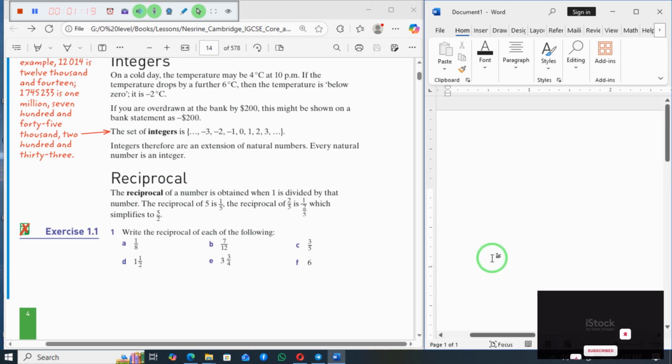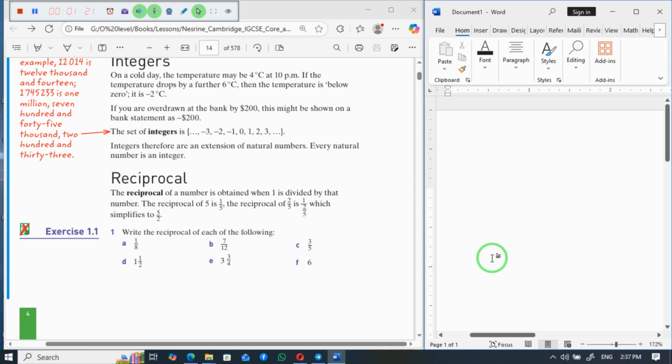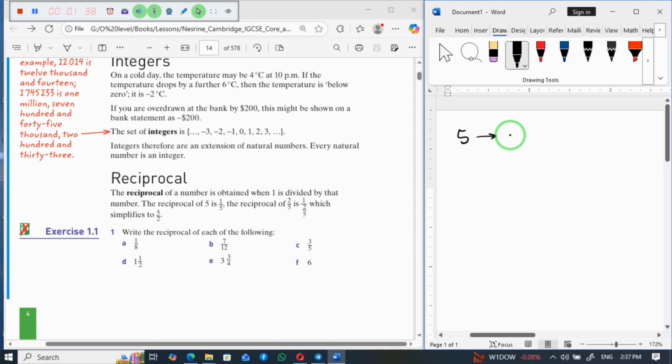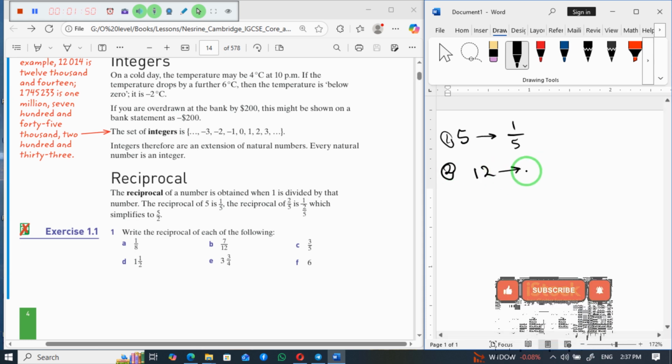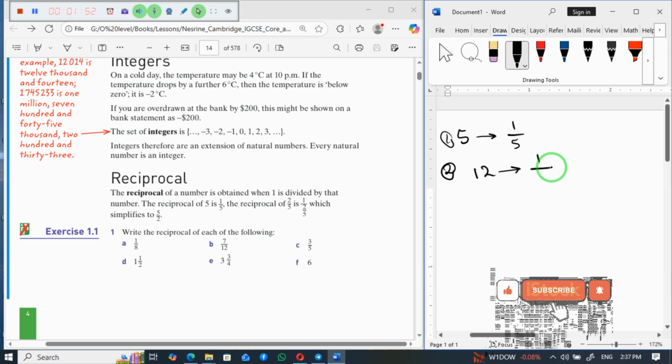What is a reciprocal number? The number that is obtained when 1 is divided by a number is called its reciprocal. For example, you have 5. When you divide 1 by 5, or 1 over 5, this number is called the reciprocal of 5. Or next example, 12. You want to find the reciprocal of 12. You divide 1 over 12.